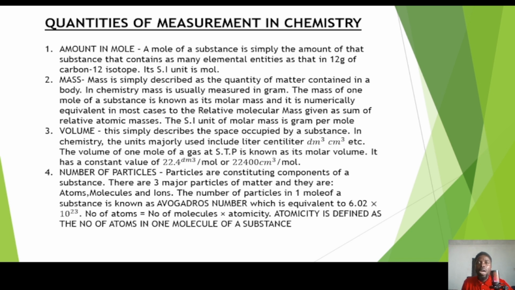Mass is simply described as the quantity of matter contained in a body. In chemistry, mass is usually measured in gram. Yes, we all know the SI unit of mass is kilogram. However, in discussing chemistry or chemical quantities, we usually measure mass in gram. Major reason is this: the quantities we deal with in chemistry are usually small, infinitesimal, at least for our basic secondary school chemistry. So because of that, measuring in kg would actually not be very comfortable. Hence, in chemistry, we usually measure mass in gram.